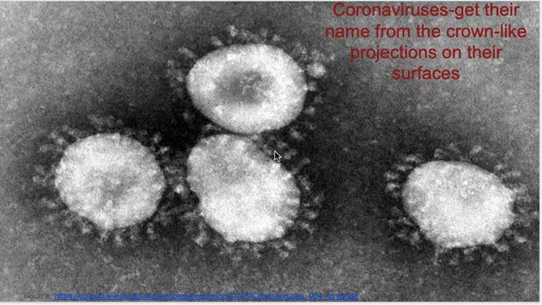In this picture, you can see the structure of coronaviruses, and we'll notice that they all have crown-like projections on their surfaces. As such, coronaviruses get their name from these crown-like structures.